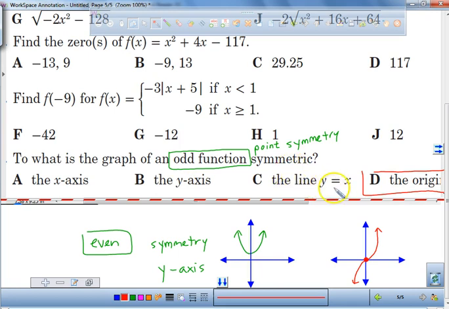What has symmetry with y equals x? What do these talk about if it's symmetrical about y equals x? That's dealing with functions and their inverses. Okay? Y equals x is dealing with inverses. Reflections across the x-axis do not have to deal with an even or an odd function. Okay, there's only two types. Odd goes with the origin, even goes with the y-axis. That's what you need to know.